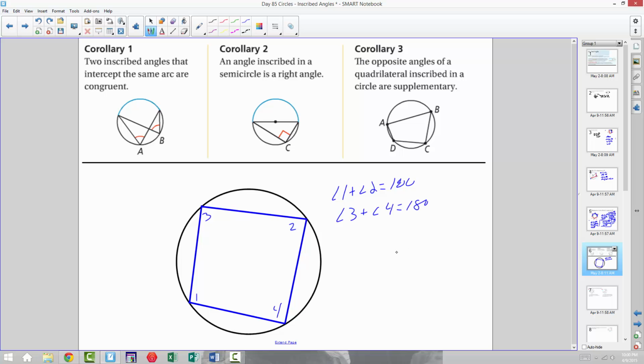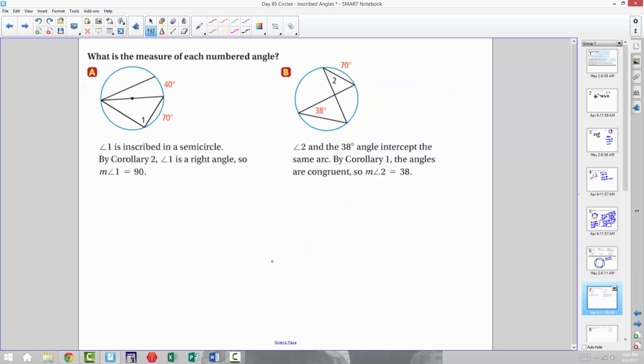That's only if it's a quadrilateral. It doesn't work with anything else. It doesn't work with a triangle. It doesn't work with a pentagon or hexagon. It's only for a quadrilateral where vertices are on the circle, meaning the quadrilateral is inscribed. So let's actually add this into our notes.